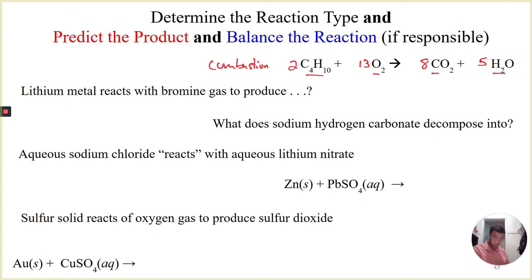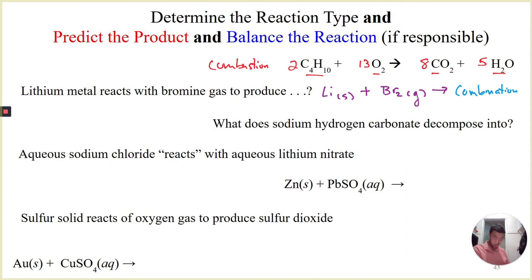A lithium metal, we should specify the phase, reacts with bromine gas to produce. So this is one that's saying, hey, I got to predict it. But that doesn't fit any of the patterns. That's not a single replacement. That's not a double replacement. What this looks like is a combination. Because it is a combination, I don't need to predict the product. And I therefore don't have to balance the equation because I don't know what the product is.